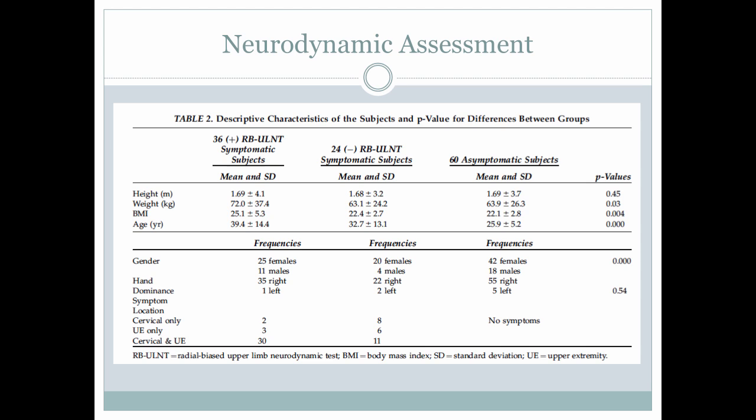So here's a chart that gives the demographic information for each group. They had 36 symptomatic subjects with a positive radial nerve test, 24 symptomatic subjects with a negative neurodynamic test, and 60 asymptomatic subjects. In the chart below, you see subjects had to have symptoms either in the cervical region, the upper extremity region, or both. And as you can see, most people had symptoms in both.